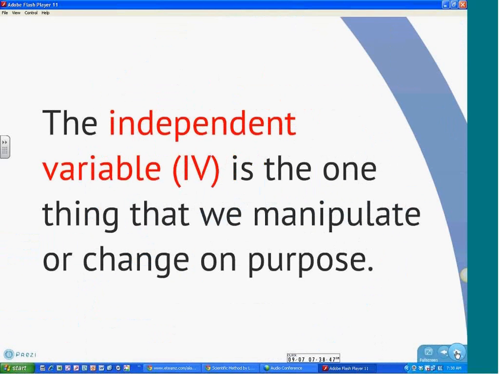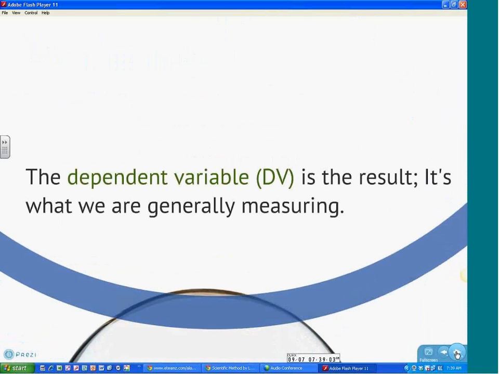The first type is the independent variable. This is, what do we want to change? This is what we're actually doing the experiment on. So in this case, we're going to change the amount of light, because that's what we want to see. How does light affect a plant's growth? That's the independent variable.